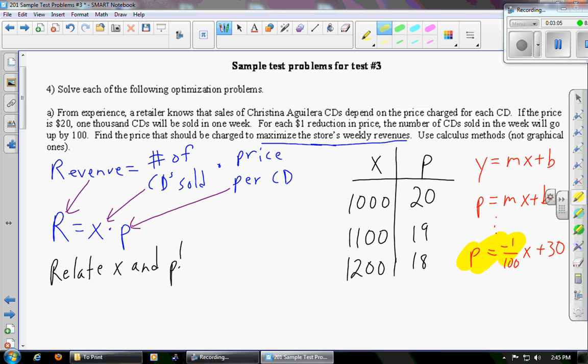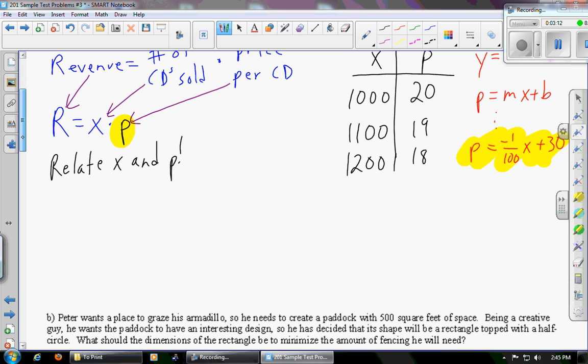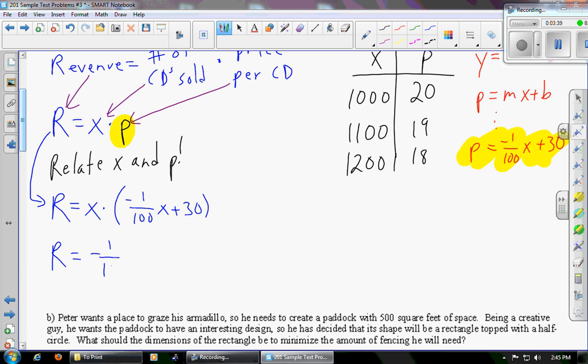And so we're going to take that equation and plug it in right here to replace P. So this revenue equation becomes x times, and then instead of P, all that stuff highlighted in yellow. Perfect. Now we have an equation with only one variable in the right-hand side, so we can do calculus things to maximize it. For example, we're going to want to take a derivative of it. Instead of using the product rule, I'm going to go ahead and distribute first. You're welcome to use the product rule, but I'll write it as negative 1 over 100 times x squared plus 30x.